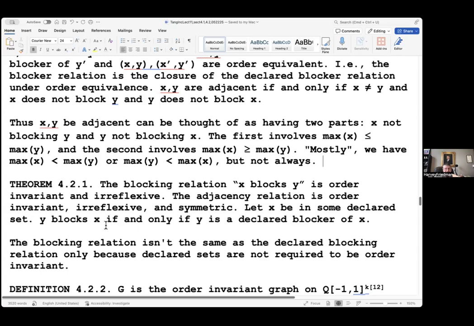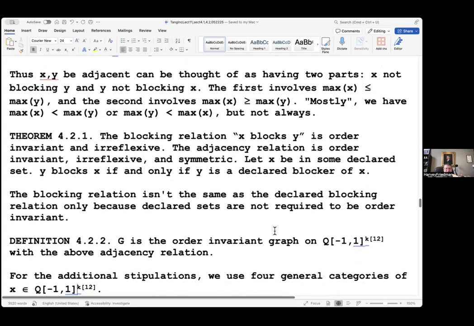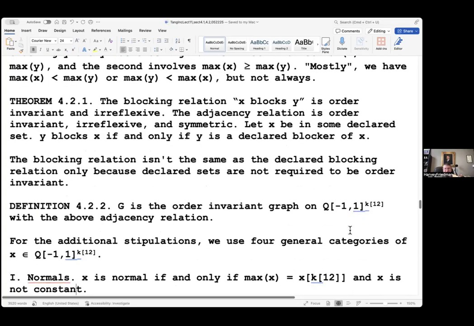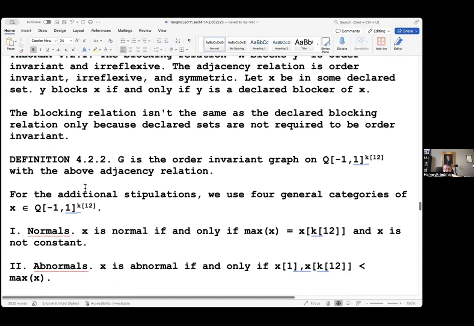Let X be in some declared set. Y blocks X if and only if Y is a declared blocker of X. So blocking is the same as declared blocking if the thing being blocked is in a declared set. The blocking relation isn't the same as the declared blocker relation only because declared sets are not required to be order invariant. The declared sets are these useful things, and I want to really understand who blocks them. G is the order invariant graph with the above adjacency relation.